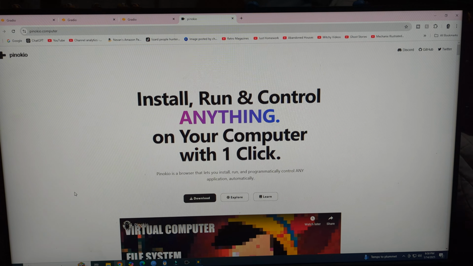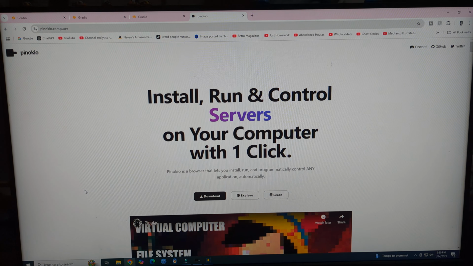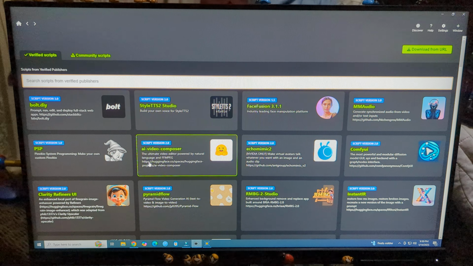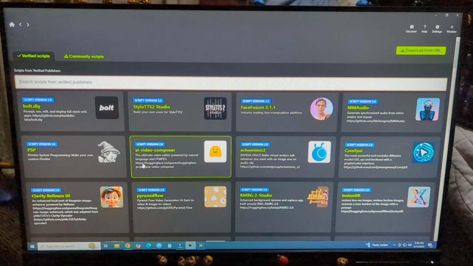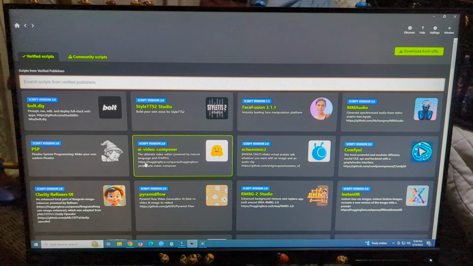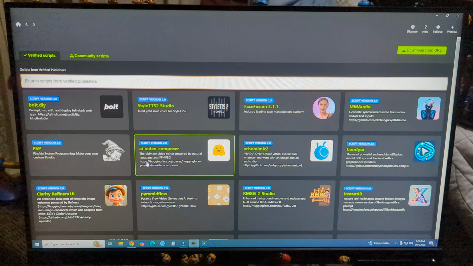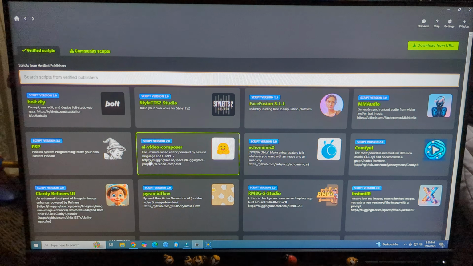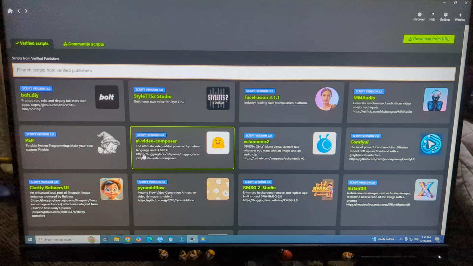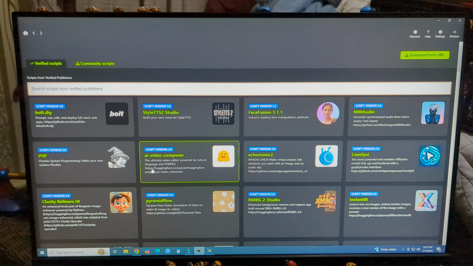So here we go. Pinocchio AI download. Pinocchio.computer. One thing I need to warn you about is we need to make sure that we don't download anything too sketchy on here because some people could be uploading things that aren't really what you think they are. But the verified scripts here seem to be good. The community scripts, maybe not so much, but definitely check it out. Pinocchio is AI made easy, guys.